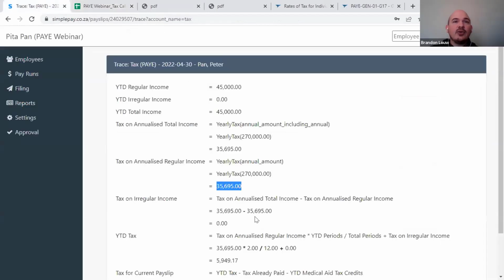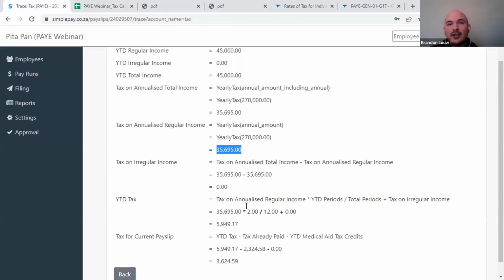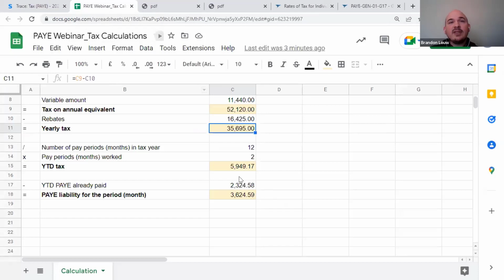And if we go to our tax trace, there you'll see we've de-annualized it by multiplying it by 2/12, and that gives us 5,949.17. And then the last thing we said is we're going to subtract the year-to-date PAYE already paid of 2,324.58, and that will give us our PAYE liability for the month or the period of 3,624.59.